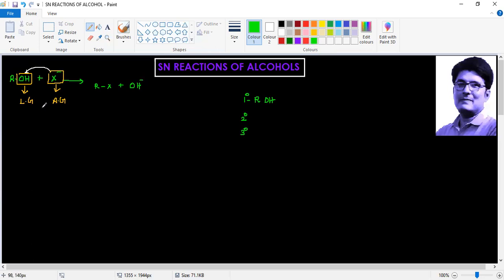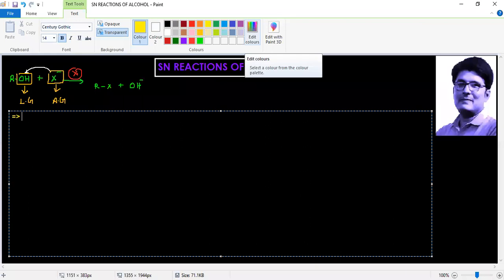Is this type of reaction possible? No, this type of reaction is not possible. Why? What is the reason? Let us see. There are a few points regarding this reaction. As I said, this reaction is not possible, so let us see the reason.